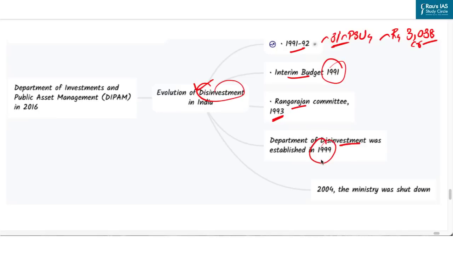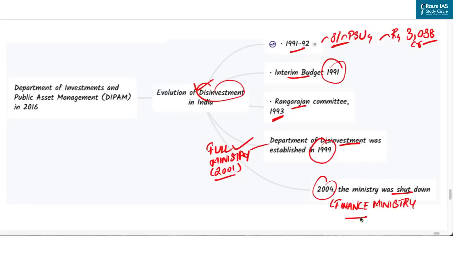And then it expanded to become a full ministry in year 2001. So you can see the disinvestment program gained momentum. Then in 2004, the ministry was shut down and was merged in the finance ministry as an independent department. Later, the Department of Disinvestment was renamed as Department of Investment and Public Asset Management, that is DIPAM, in year 2016. Now DIPAM acts as the nodal department for disinvestment. So this is all about the evolution of disinvestment in India.